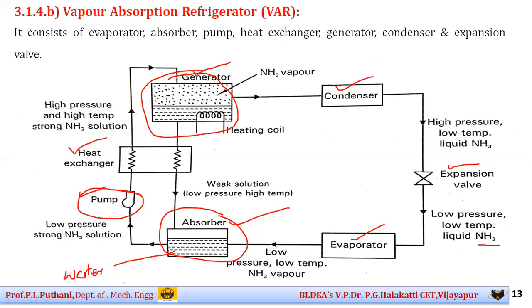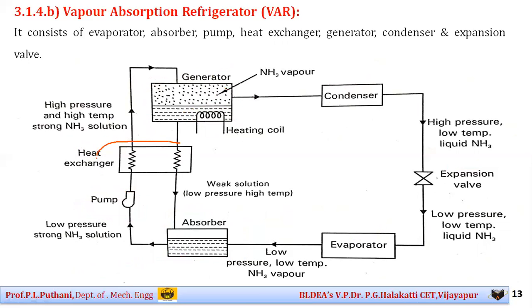Now in this generator, heat is supplied to the heating coil by the combustion of fossil fuels, solar energy or a heating element. When the heat is supplied to the strong ammonia solution inside this container, the ammonia vapors get separated from the water, as the boiling points of ammonia and water are different. These ammonia vapors have lesser density, due to which they pass through this line and enter the condenser. Then the remaining weak solution is taken back towards the absorber, passing through this device known as the heat exchanger.